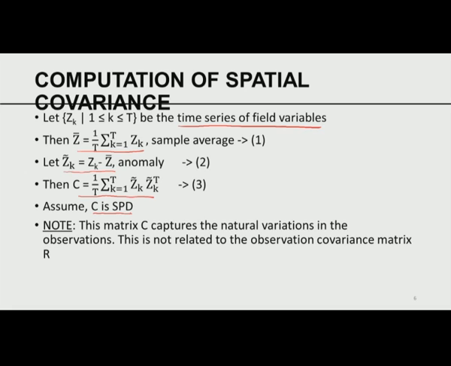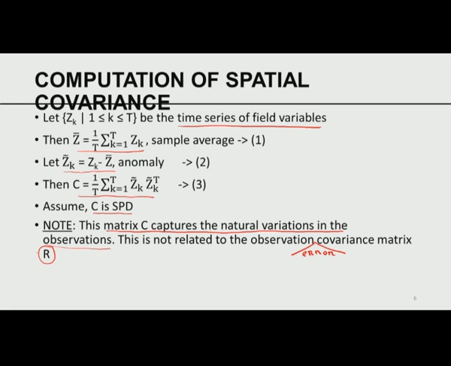So what does C capture? That is the important thing. That is the fundamental idea of both Kolmogorov and Wiener, and they proposed this in early '41-'42. The matrix C captures the natural variation in the observation, natural spatial variations. Please remember, this is not related to the observational error covariance. Observational error covariance is R. In this case R is 0 because we have assumed the observations are perfect.